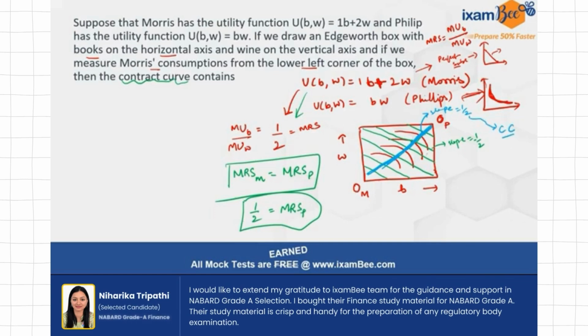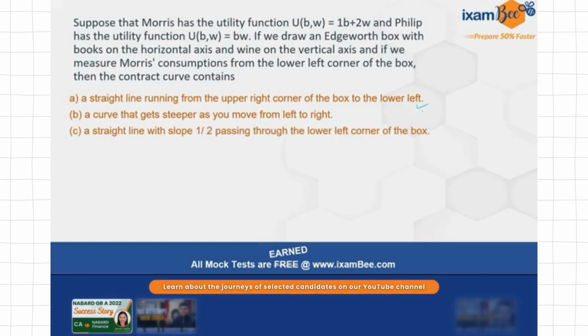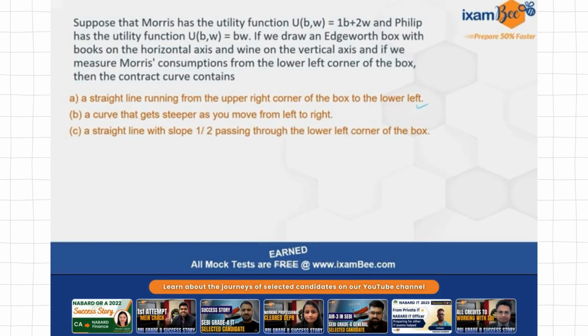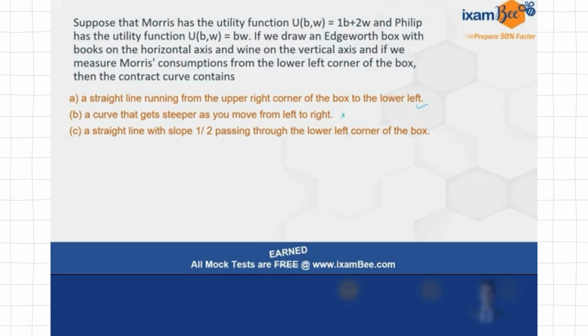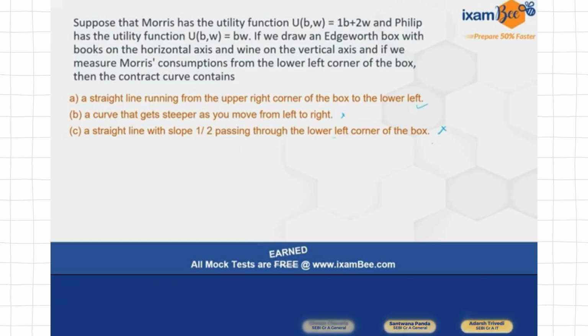So okay, let's now look at the options. The options were a straight line running from upper right corner of the box to the lower left. This is true, partly. A curve that gets steeper as you move from left to right. No, that's not true. A straight line with slope half passing through the lower left corner of the box. That's also not true. It's coming from the upper corner.